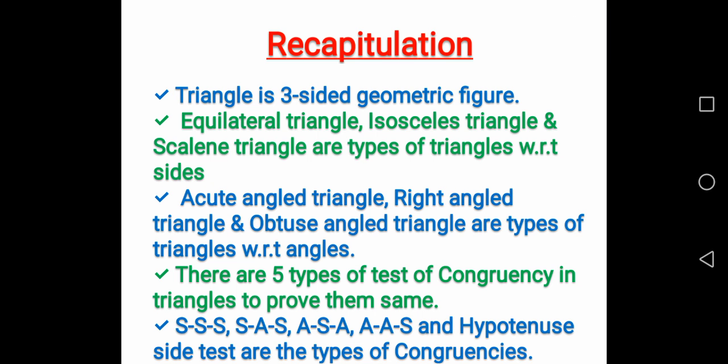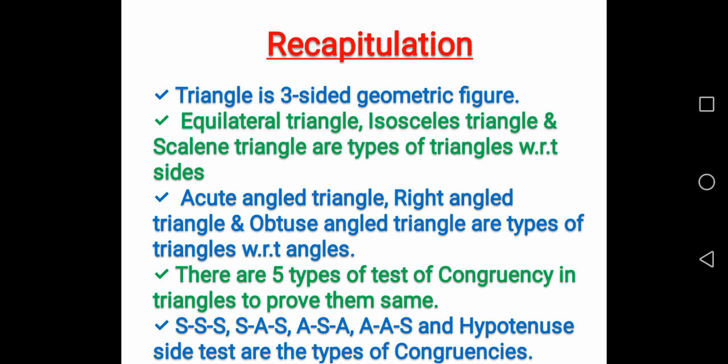Now, recapitulation. A triangle is a three-sided geometric figure. Equilateral triangle, isosceles triangle and scalene triangle are the three types of triangles by sides. Acute angle triangle, right angle triangle and obtuse angle triangle are the three types by angles. Now, there are 5 tests of congruency of triangles to prove them the same.